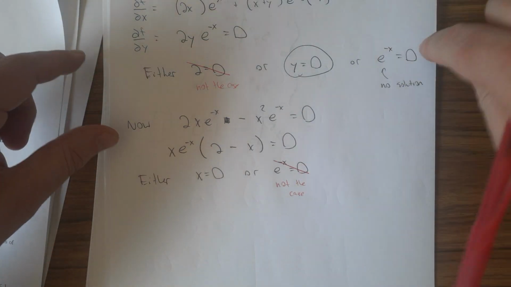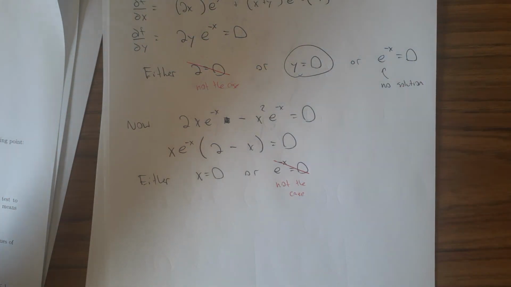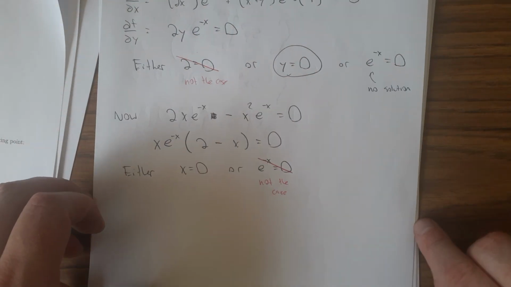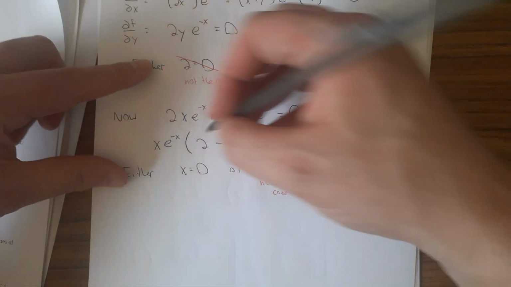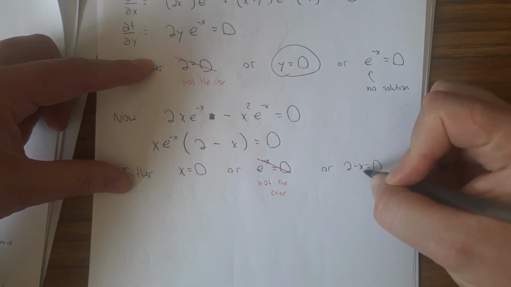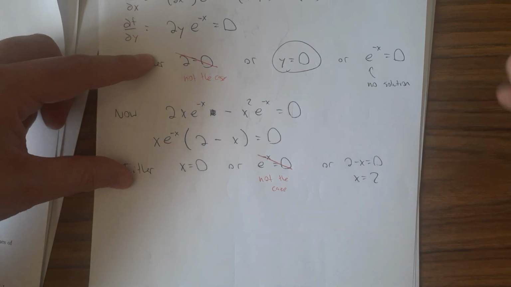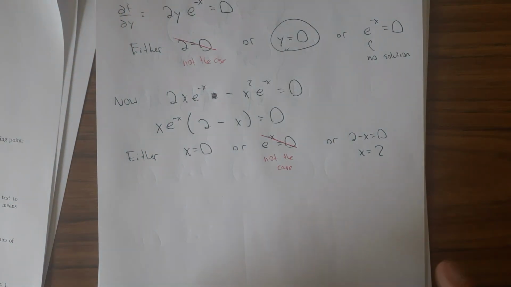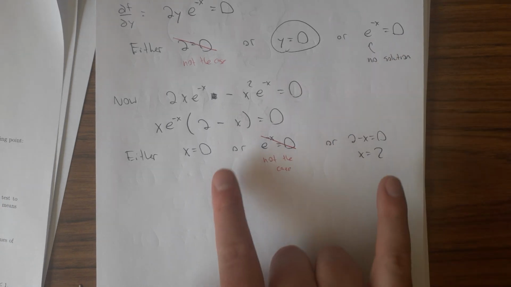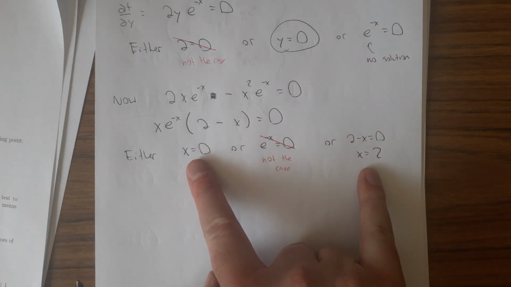This one showed up just a minute ago. This one has no solution. This one's not going to be what leads us anywhere. But moving on down the list, 2 minus x equals 0, so that one would give me x equals 2. Okay, so I've had 3 possibilities. One of them definitely didn't lead anywhere, but the other 2 are legit.